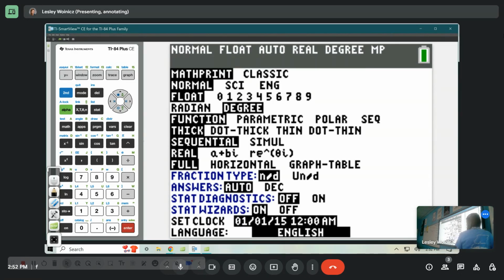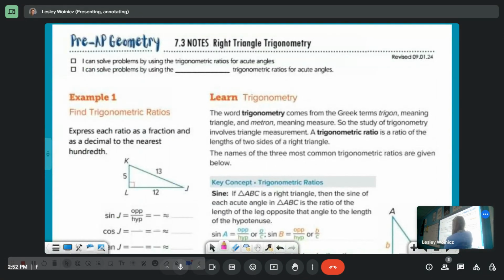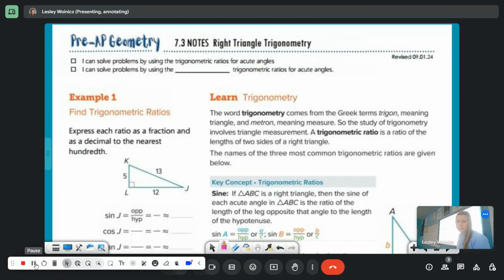Okay, cool. All right, let's look at our notes. We're doing trig today. So what we are going to do in geometry, it's trig, but it's special trig. It's going to be right triangle trigonometry.